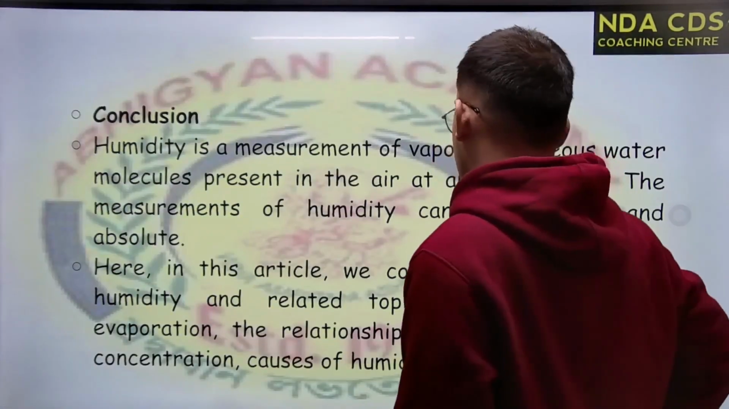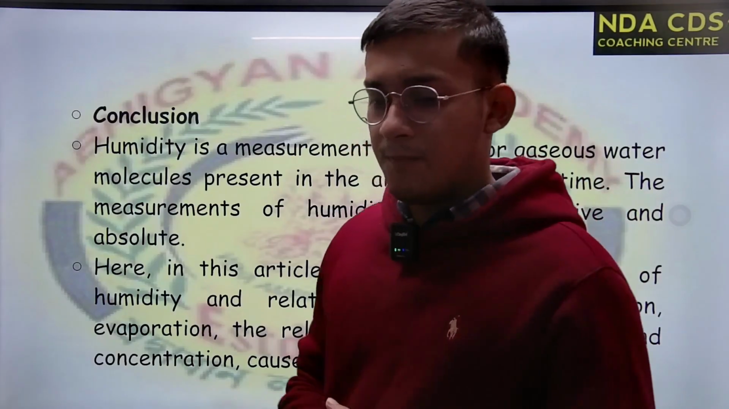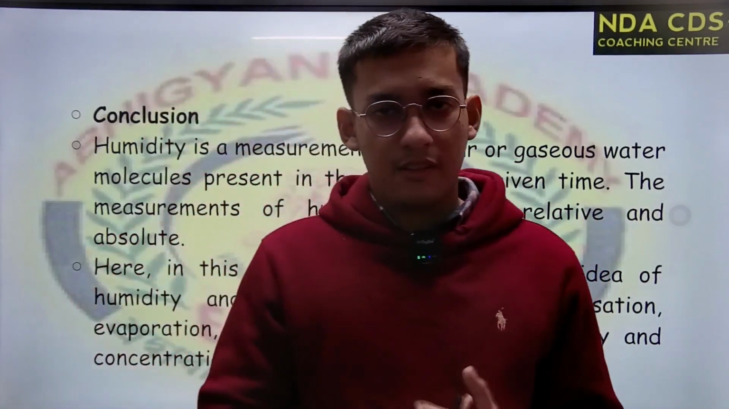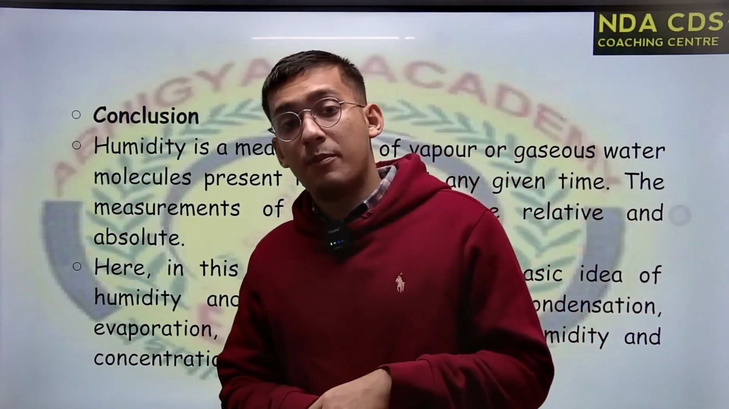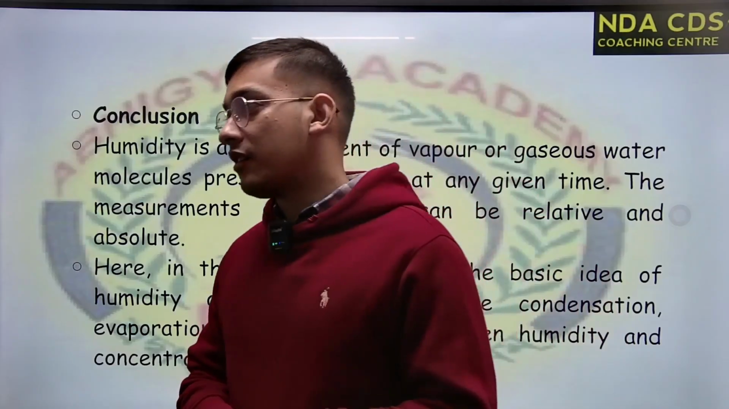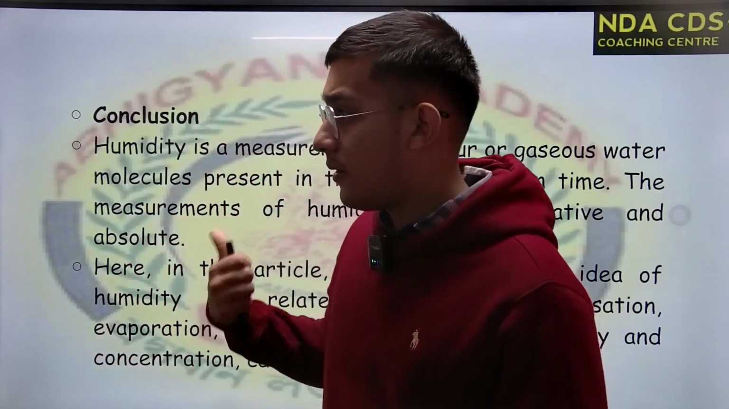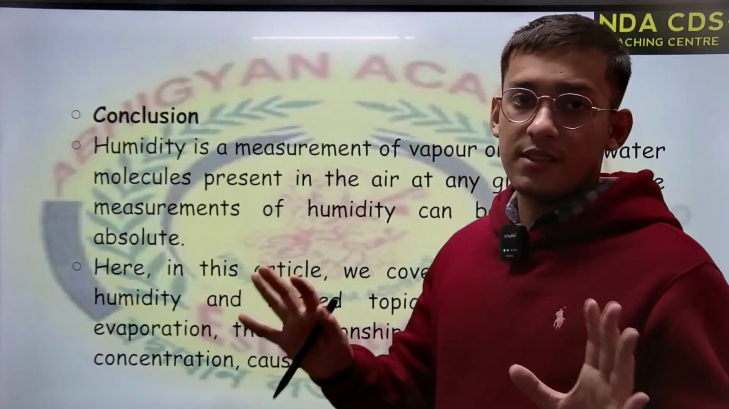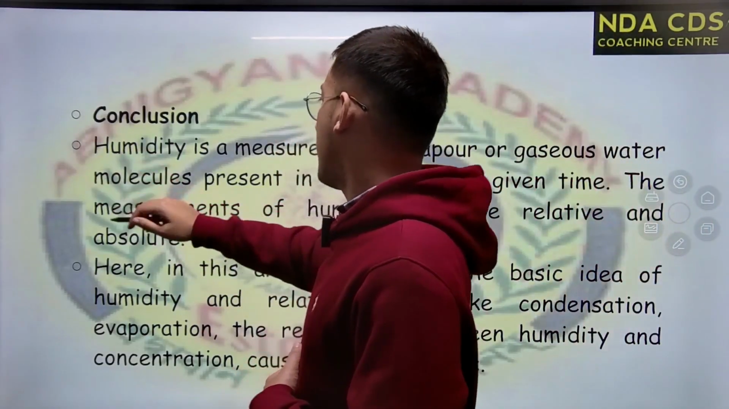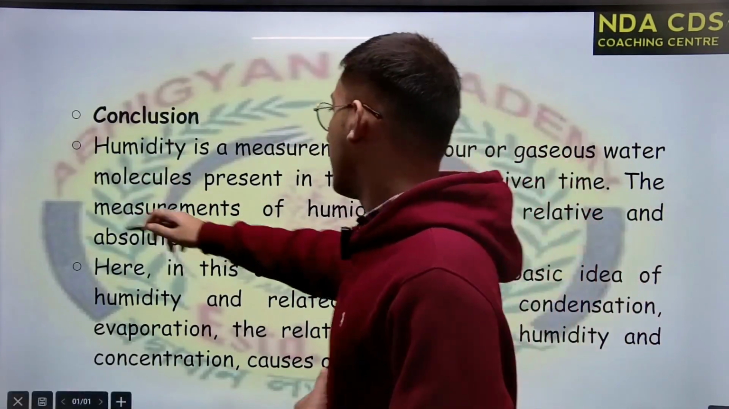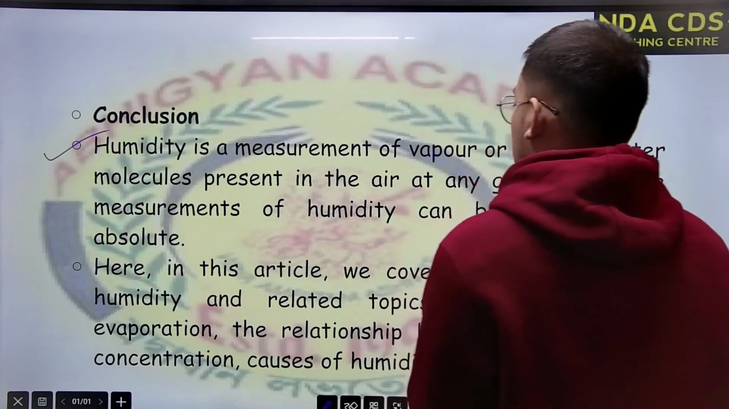To conclude, humidity is a measure. Again, just a quick recap of what we learned. Firstly, we learned what is humidity. Then we learned the types of humidity. Then we learned what is condensation. Then we learned what causes condensation. Then we learned evaporation and condensation. Then we learned the relation between evaporation and condensation. Then we learned the relation between humidity and condensation. Now, just a conclusion. So we can see here what is humidity. Humidity is a measurement of vapor or gaseous water present in the air at any given time.